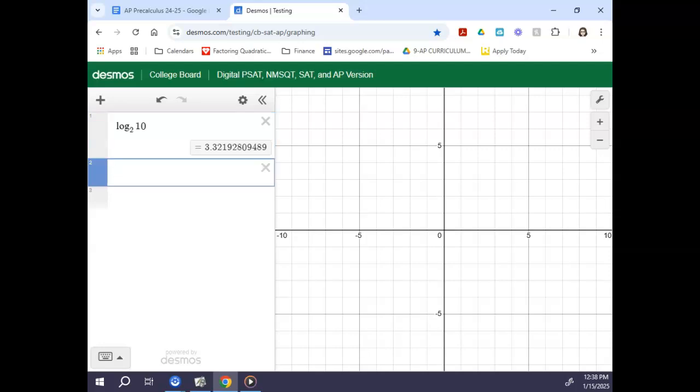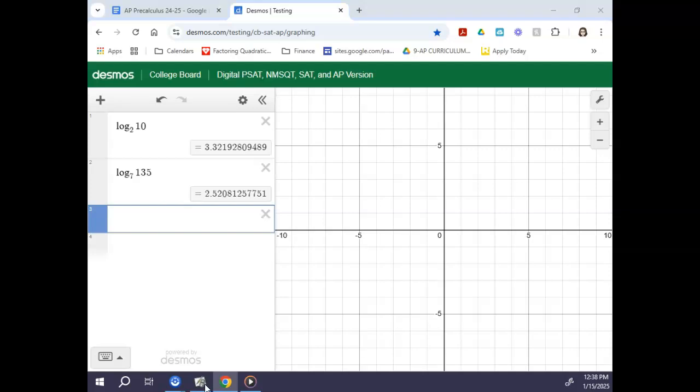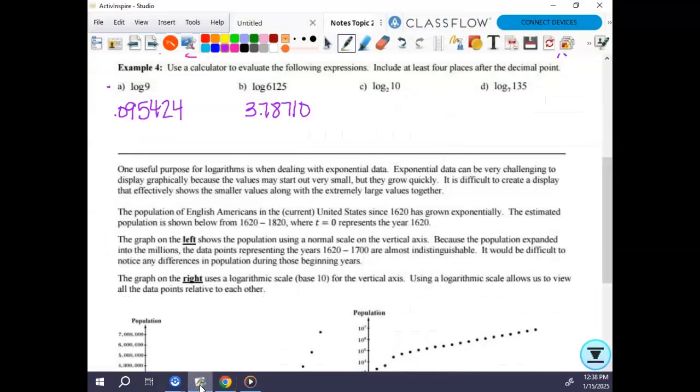And then you can do the same thing, log base 7. So shift to get the underscore, shift minus, and then 7, and 2.52. Oh, no, 135. I was getting the answer there. Okay, and then write those down to 5 decimal places. Make sure you know how to type that stuff in.